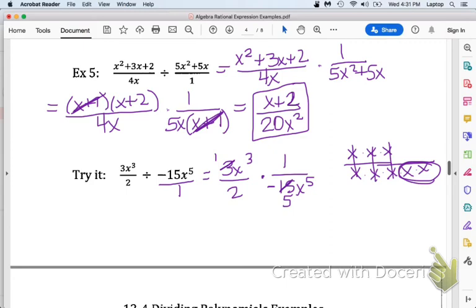So multiplying across, the x's have canceled and only 2 are left. So this will be equal to 1 over 10x squared, and don't forget that it's negative, right? The whole thing is negative because that was a negative 15.